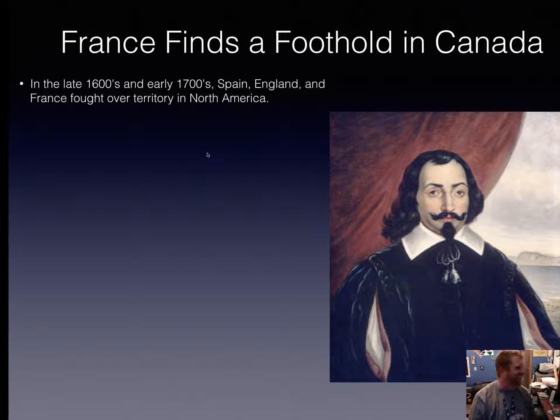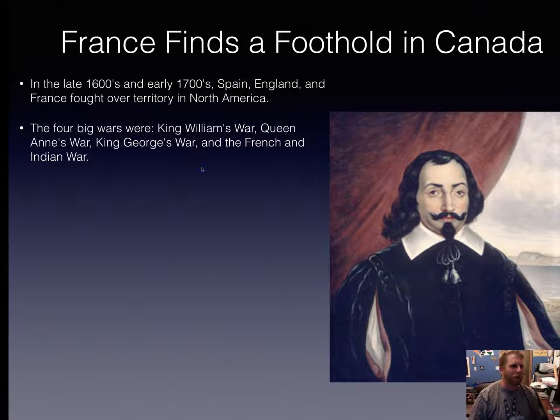But in the late 1600s and early 1700s, you have kind of the big four. You have Spain, England, and then later Great Britain because of the combination of the kingdoms, and France, the big three, sorry, that's why I don't teach math, fought over territory in North America. There were the four big wars: King William's War, Queen Anne's War, King George's War, and then the French and Indian War. They're basically continual conflicts between these countries for control of North America, for the land, for waterways, for forts, for fur trade, you name it.